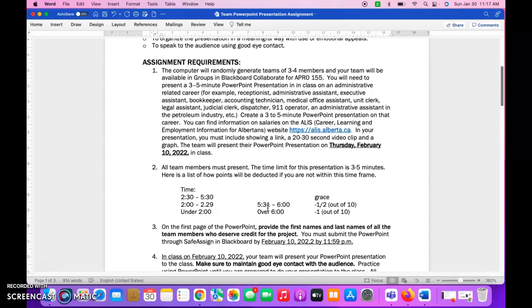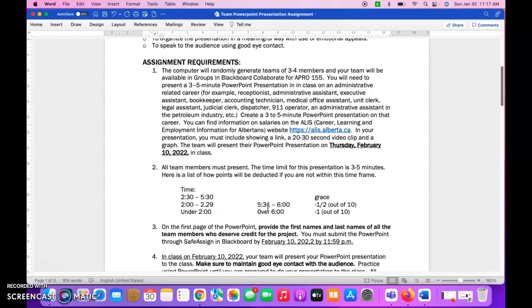Second requirement, all team members must be present for the presentation. If there are exceptions to this, I will work with you, but please let me know in advance. The time limit for this presentation is 3 to 5 minutes. Here is a list of how points will be deducted if you are not within this time frame. If you're between 2 minutes and 30 seconds and 5 minutes and 30 seconds, about 30 seconds on either side, you won't lose marks.